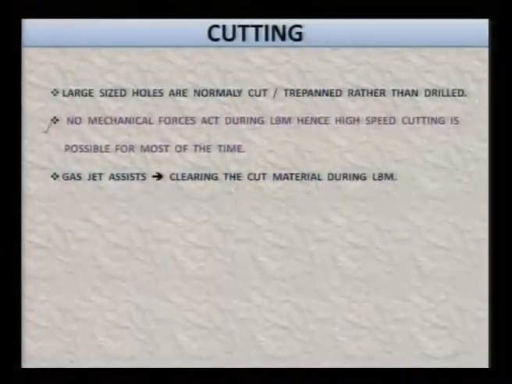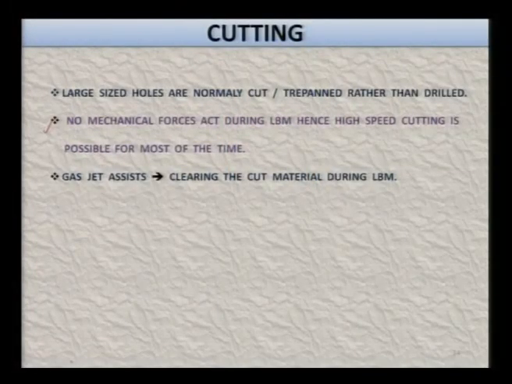Now, along with the laser beam, as we have seen earlier in the last lecture, gas is used to increase the machining rate. The gas jet assists in clearing the cut material during laser beam machining. When you are cutting a groove or cavity, the molten material should be ejected out, otherwise it will keep consuming the heat from the laser beam.